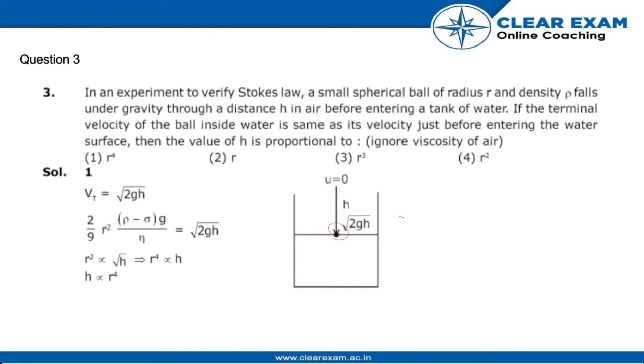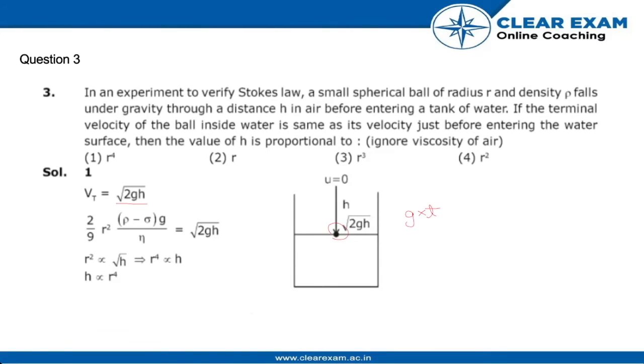Like, we can calculate the velocity of a free-falling object after time t by multiplying its acceleration, which is g, into the time taken. Similarly, we can calculate the velocity of an object after it falls a certain height. Use the formula root 2gh.